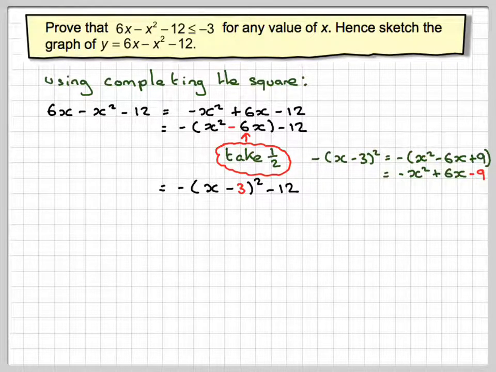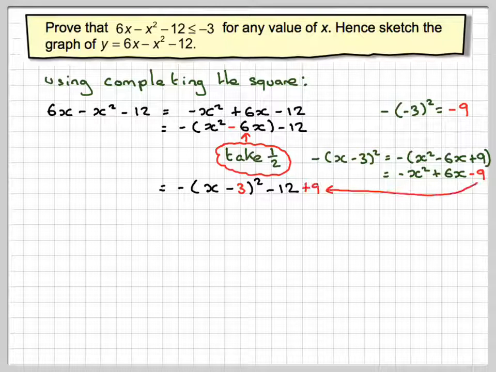Or what we can do is do minus 3 all squared, which gives me minus 3 squared, which is 9, so minus 9. Now here we need to do the opposite. So the opposite of taking 9 is to actually add 9. So we now get minus brackets x minus 3 all squared, minus 12 plus 9 gives me minus 3.